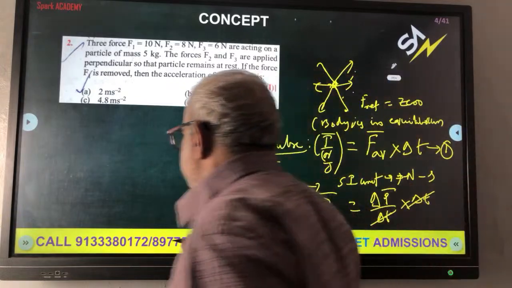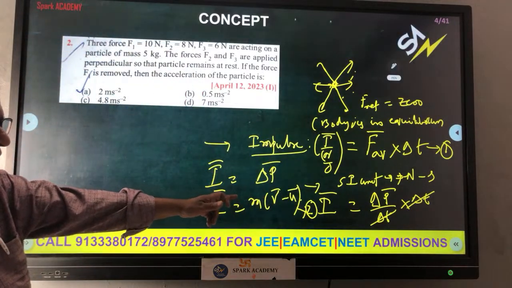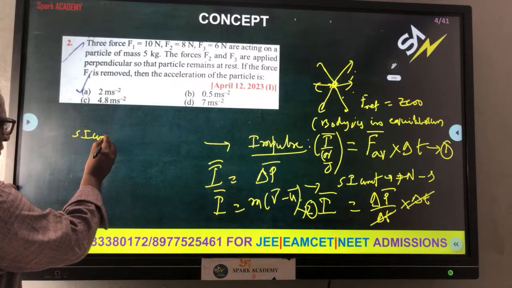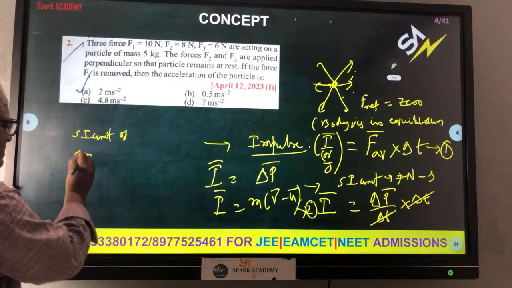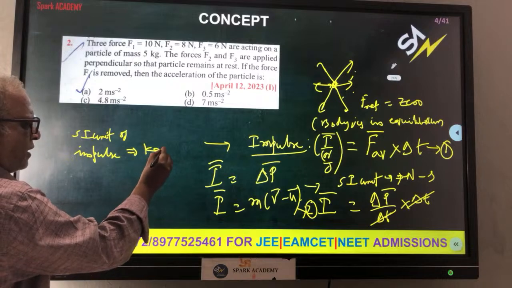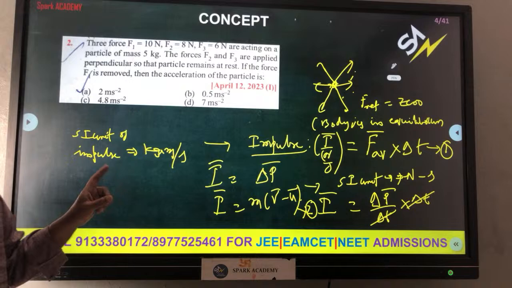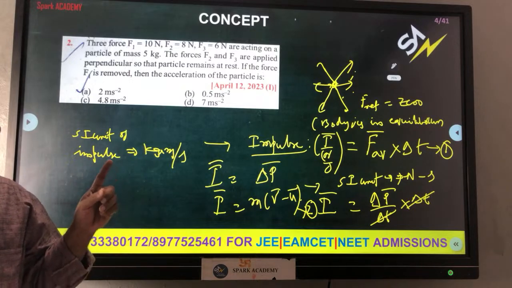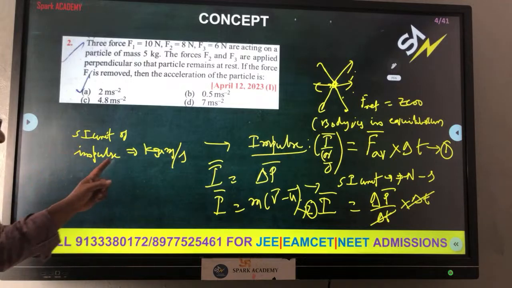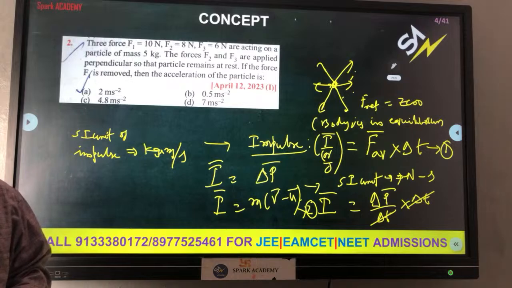But impulse is also equal to change in momentum. So the unit: whatever momentum units are there, the same units will come for impulse. Please remember students, the impulse units are 1 Newton second as the SI unit and one more unit is kg meter per second. Both the units you have to remember because impulse is nothing but change in momentum.